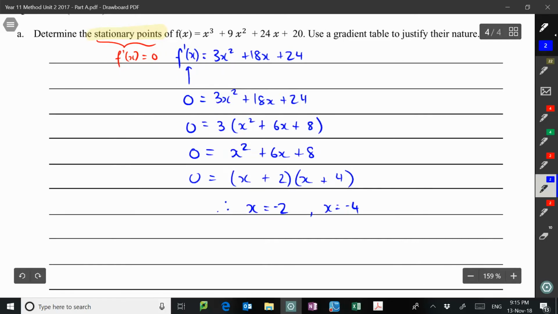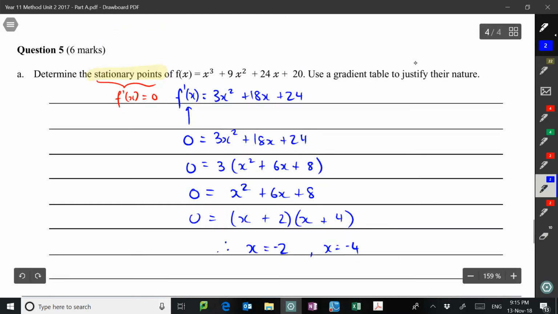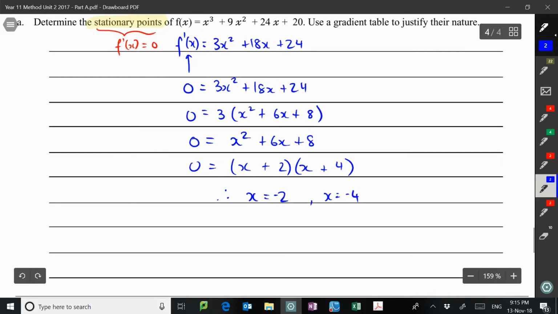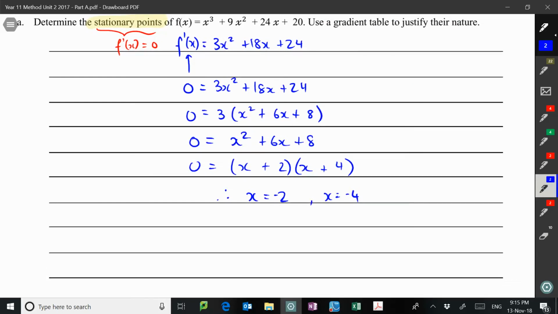Now, those are the stationary points. They told me to use a gradient table. A gradient table is the sign diagram, by the way. Use the sign diagram to justify their nature, because I only found the stationary points. I don't know if it's a maximum, minimum, or point of inflection. That's what I don't know.